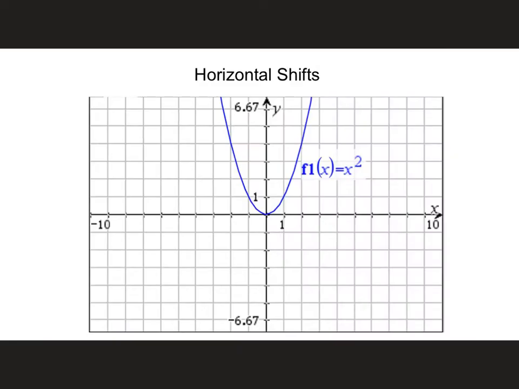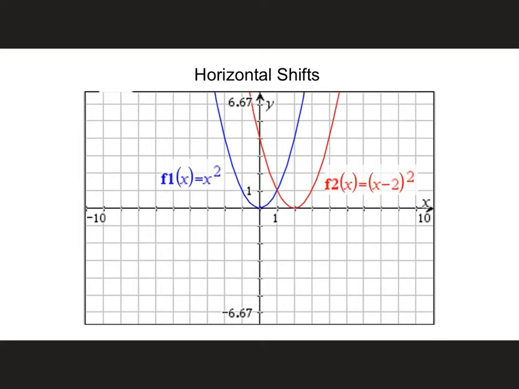Now we know horizontal is side to side, meaning left to right. Let's see what it looks like in equations. If we just focus on the graph, we notice that the blue, f1 of x, and now the red shifted to the right 2 units. Now let's focus on that equation. There is a minus 2 inside the parentheses connected to the x.